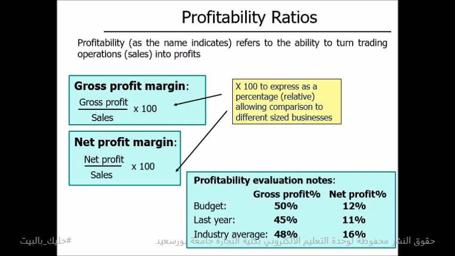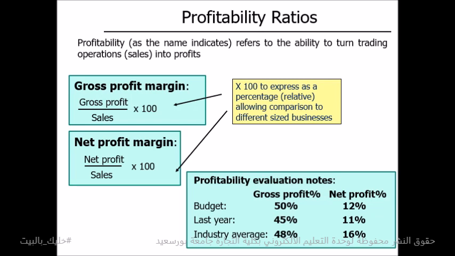In each exercise, you will be given some notes for each ratio. For example, here in this box, you are given profitability evaluation notes. Budget. What's the meaning of budget? This means the expected profit in the next year. How much will it be? So in the budget, gross profit will be equal to 50%, and the net profit will be equal to 12%.